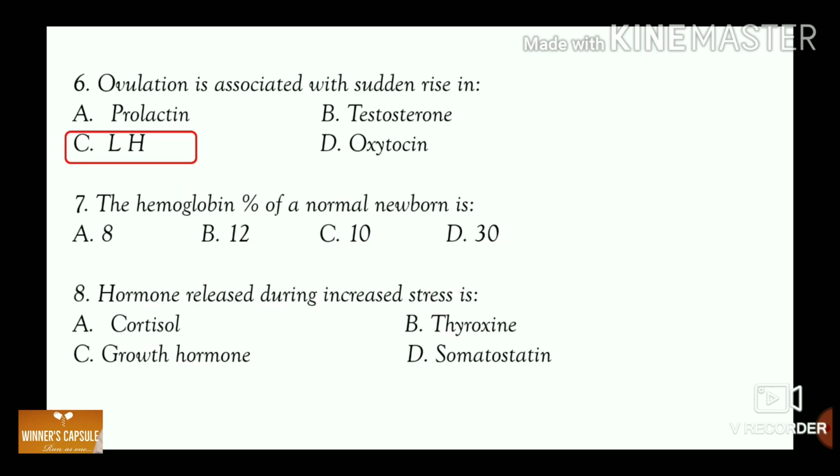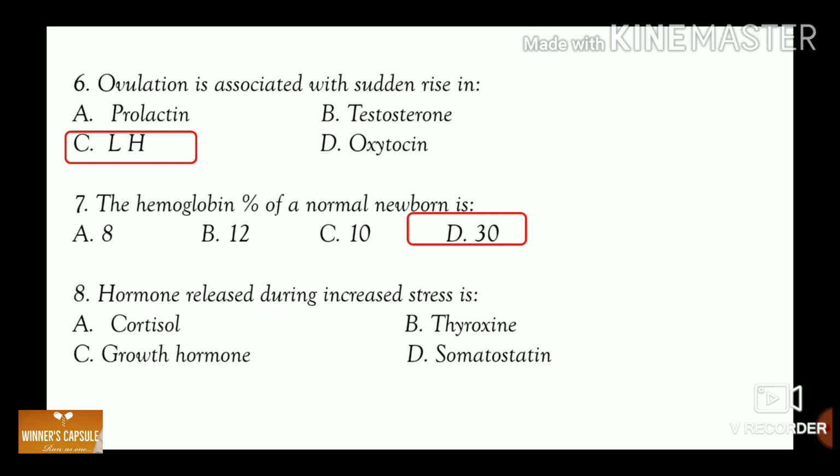Seventh one, hemoglobin percentage of a normal newborn is A. 8, B. 12, C. 10 and D. 30. Answer is option D. 30. At birth, the hemoglobin percentage will be about 25 to 30 gram percentage.